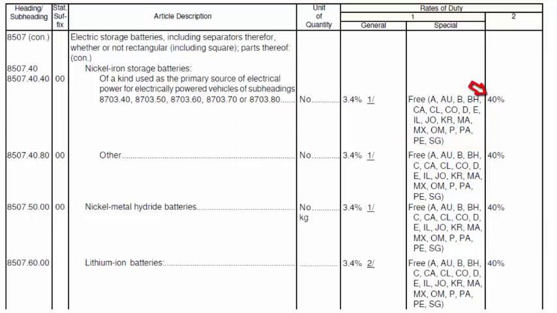Conversely, column 2, 40%, prohibitive to bring in this type of product from those column 2 countries. Moving down to illustrate further, 850750.0000, nickel metal hydride batteries. The unit or quantity is number and kilos at 3.4%. And the general, free, and special, and again 40% in column 2.